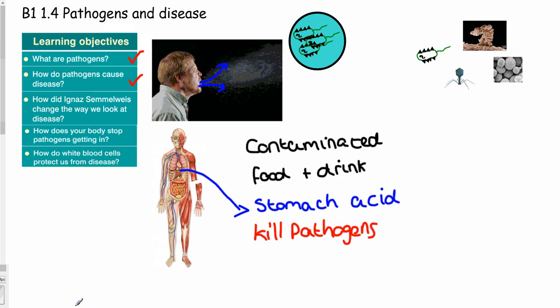So we have the three methods of transmission, which are direct contact, through water droplets, and contaminated food and drink. And the three ways that our body protects us from pathogens, firstly, is through mucus, secondly, through stomach acid, and thirdly, through skin. So that covers how your body stops pathogens getting in. Next, we will look at how white blood cells protect us from disease.